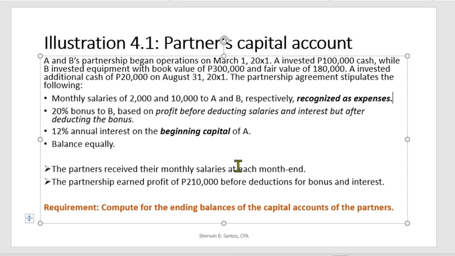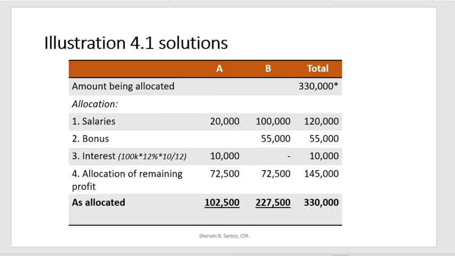The partners receive their monthly salaries at each month end. The partnership earned profit of 210,000 before deductions for bonus and interest. Okay, the profit is 210 before bonus and interest. Okay. So, may salary dito, monthly monthly ang naka-indicate dyan. So, let us compute for the ending balances. So, amount to be allocated.